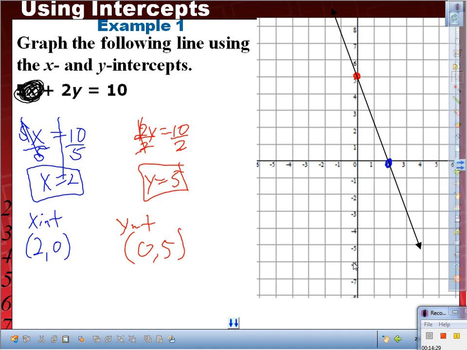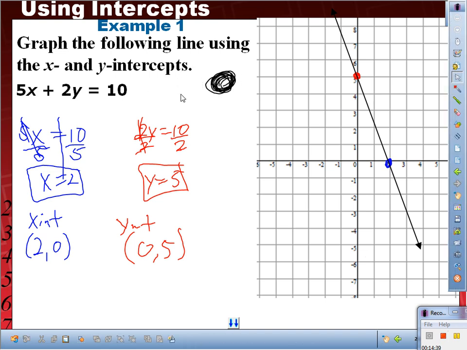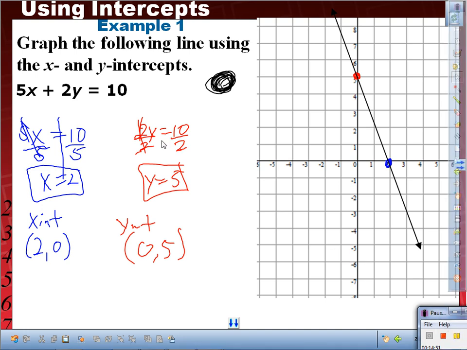Is that fairly simple? So copy that, please. And as you're copying it, start thinking, which method do I like the most? Solving for y, making a table, negative 2, negative 1, or the cover-up method? I know, right? Cover up. Okay, copy that, please. Fairly simple, yes? X-intercept, Y-intercept.